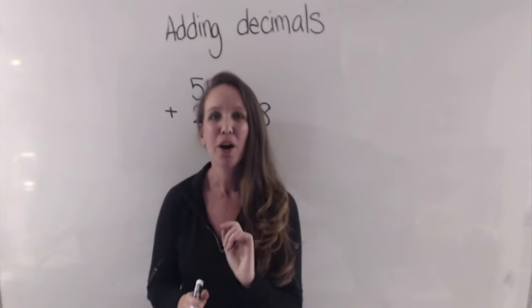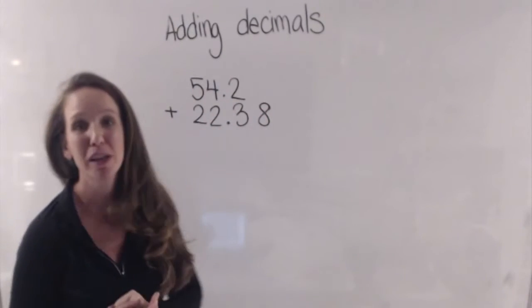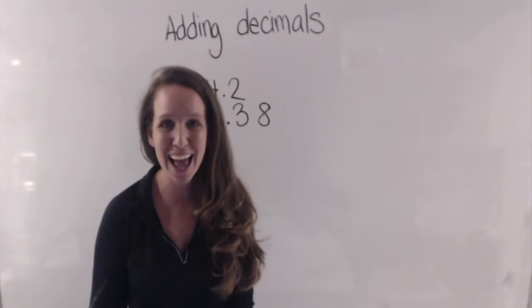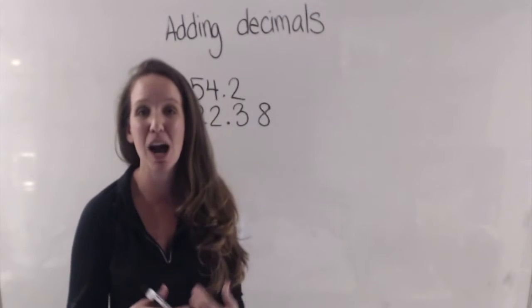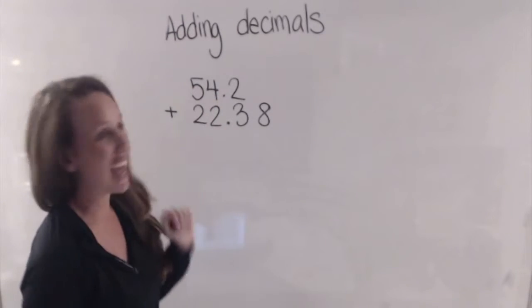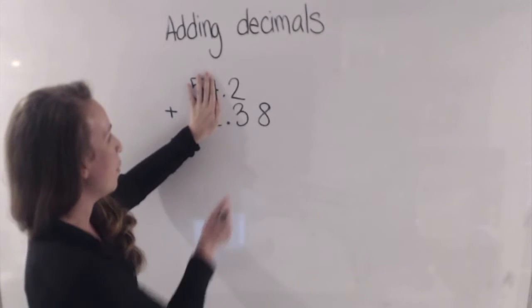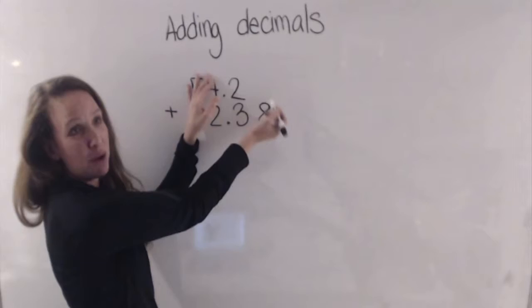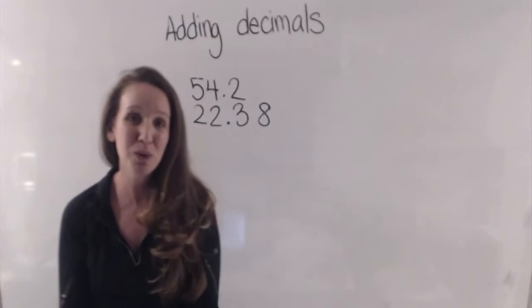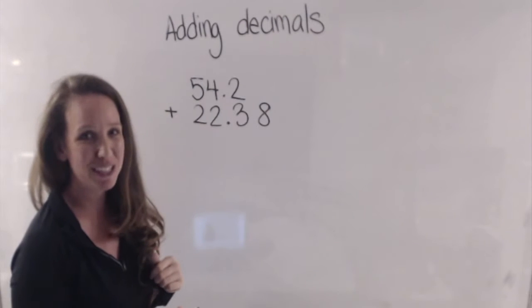Now, it's really important when you're adding decimals that you're lining up your decimal, because the only way we can add, just like in fractions, is if we have a common denominator or a common place. Our ones add with our ones, our tens add with our tens, our tenths add with our tenths, and our hundredths add with our hundredths. So when we're doing this, the most important thing is to line up our decimal.